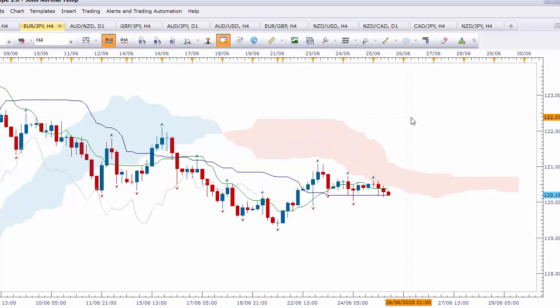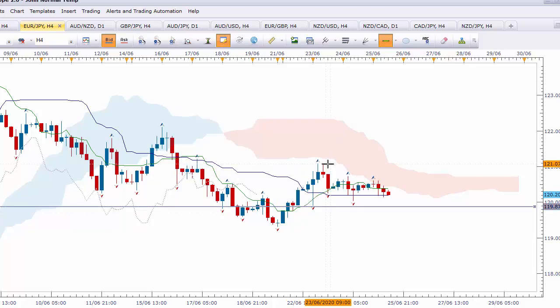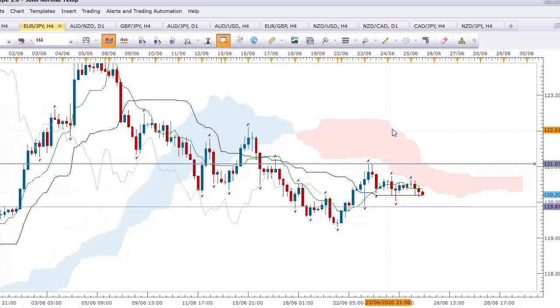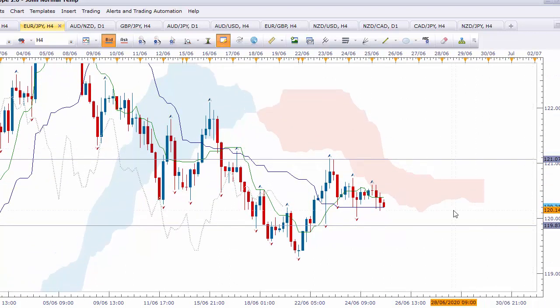This one looks like it's been ranging for quite a while here. Made some lows here. I'll put some lines on. And then we'll have to see what happens here. It doesn't look like a very good opportunity at the moment on this one. Euro yen.